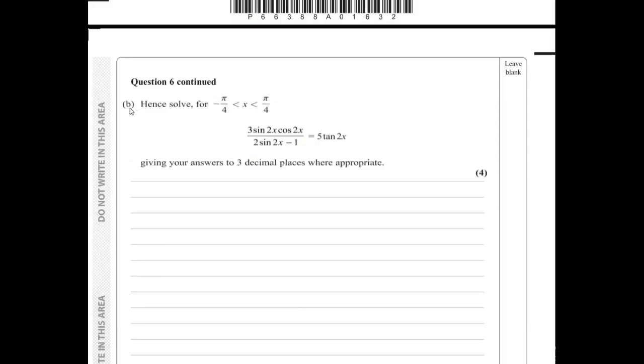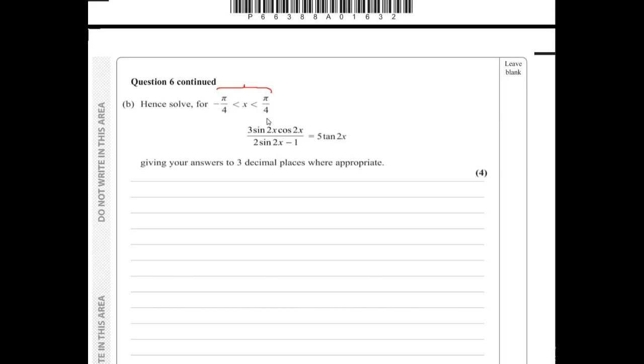Let us start with the B part of the question. Hence solve for a range of minus 5 pi by 4 to plus 5 pi by 4, 3 sine 2x cos 2x over 2 sine 2x minus 1 equals 5 tan 2x, giving your answer to 3 decimal places where appropriate. So now they want us to find the value of x between minus 5 pi by 4 to plus 5 pi by 4.